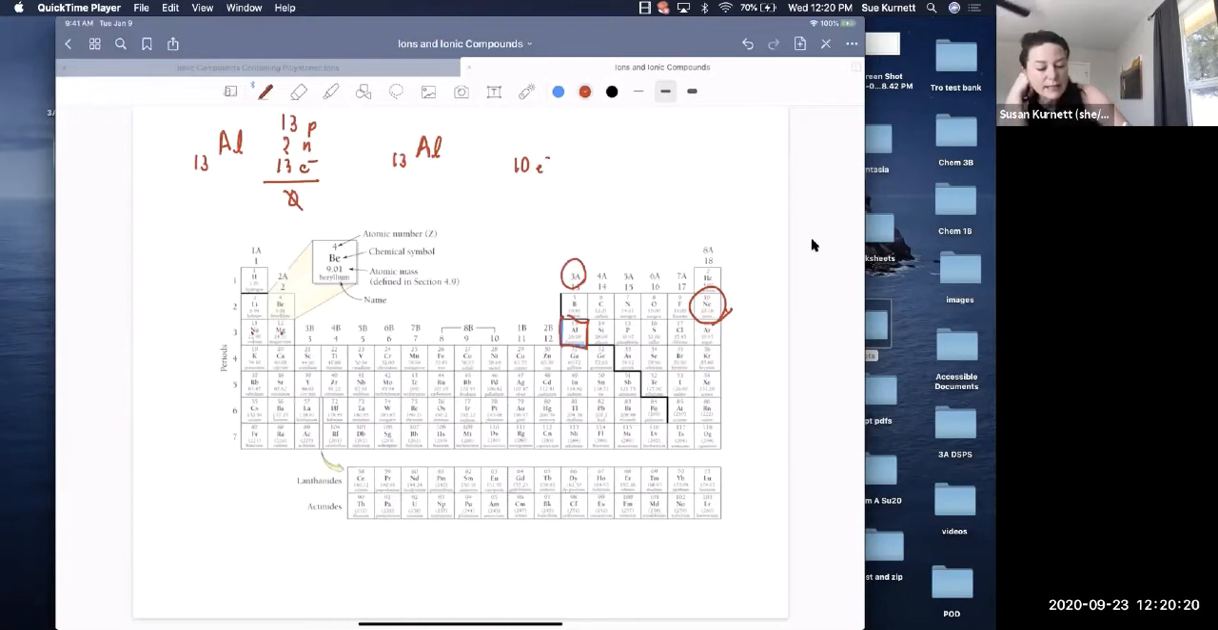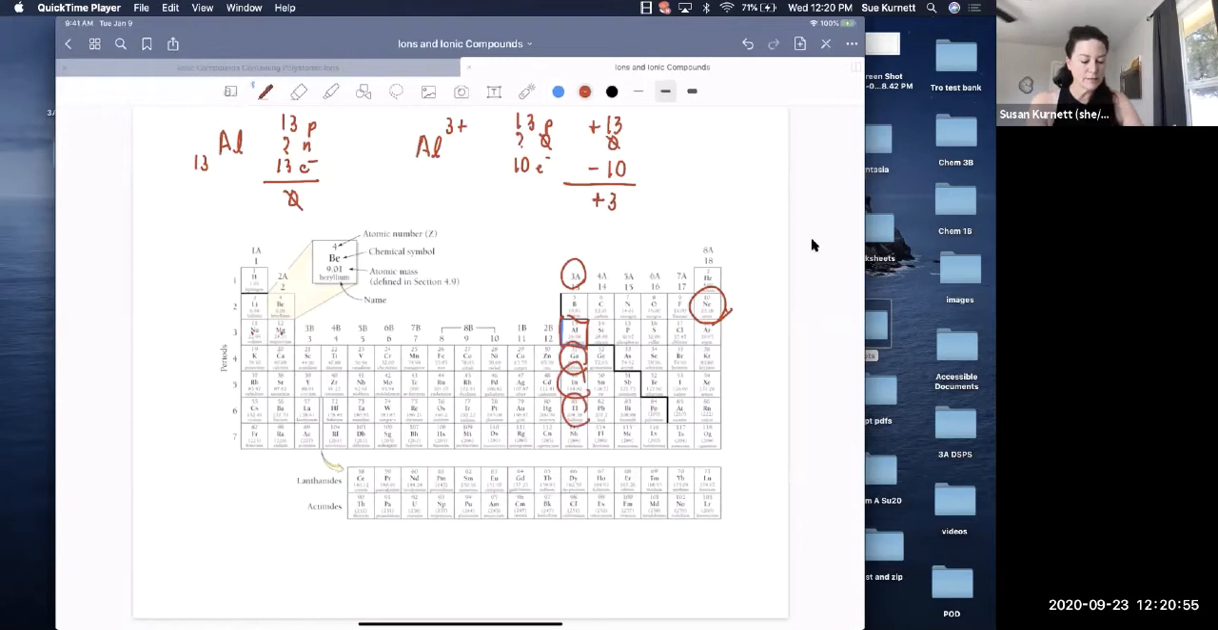It still has protons and neutrons. 13 minus 10 is 3. So aluminum, the ion, has a +3 charge. Metals in group 3 lose 3 electrons to become isoelectronic with the nearest noble gas. Gallium, indium, thallium, rubidium are all going to lose electrons to be like the previous noble gas, and will have a +3 charge. They don't have to be that way.